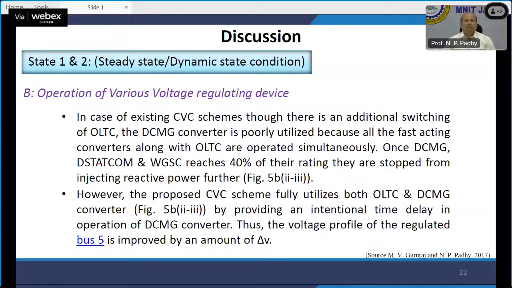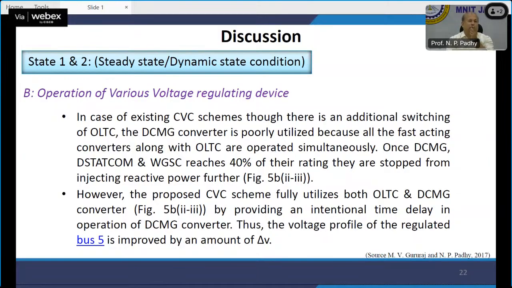Now, in case of the existing CVC scheme, though there is an additional switching of OLTC, the DC microgrid converter is poorly utilized because all the fast acting converters along with OLTC are operated simultaneously. Once the DC microgrid, D-STATCOM, and WGSC reach 40% of their rating, they are stopped from injecting reactive power anymore, because they all want to act smart and say, come on, let me participate. Unless there is an instruction, what do you say? The moment you reach 40%, just cool down, because in future you need some more reactive power to be given to the system.